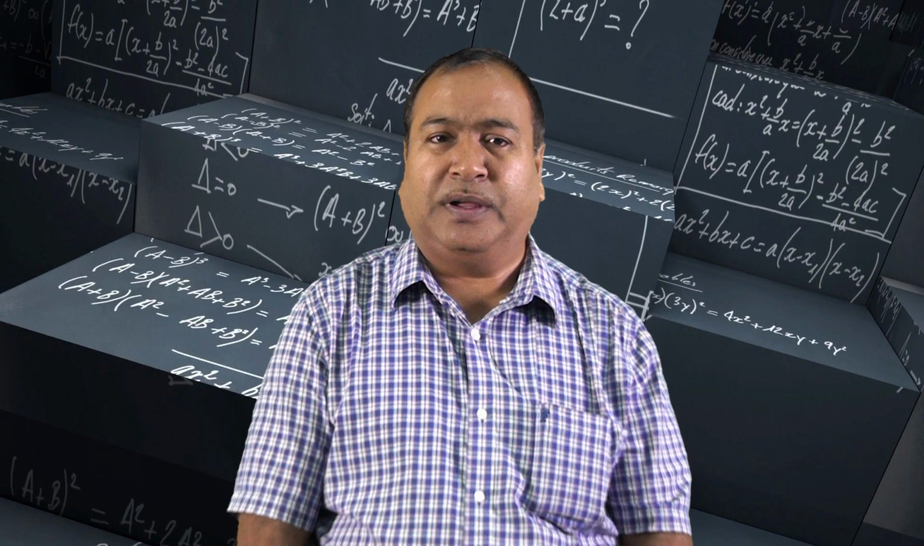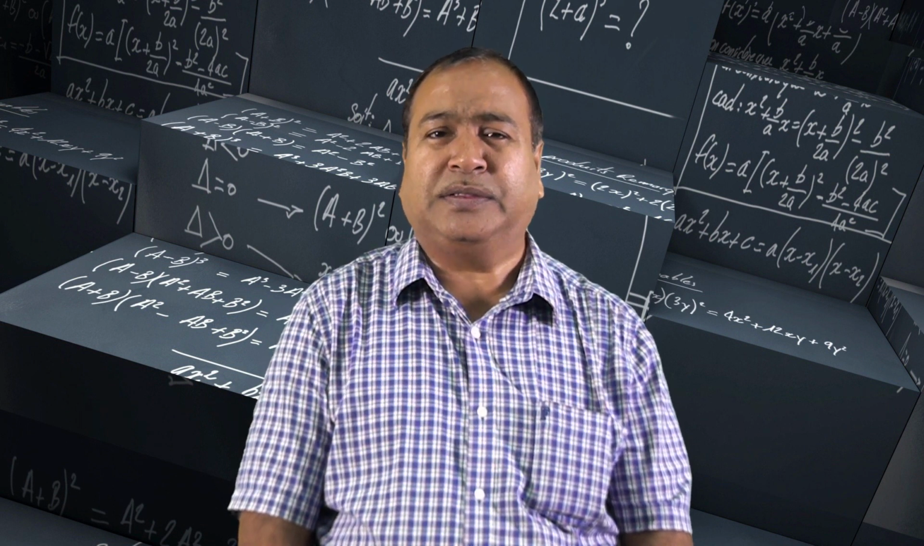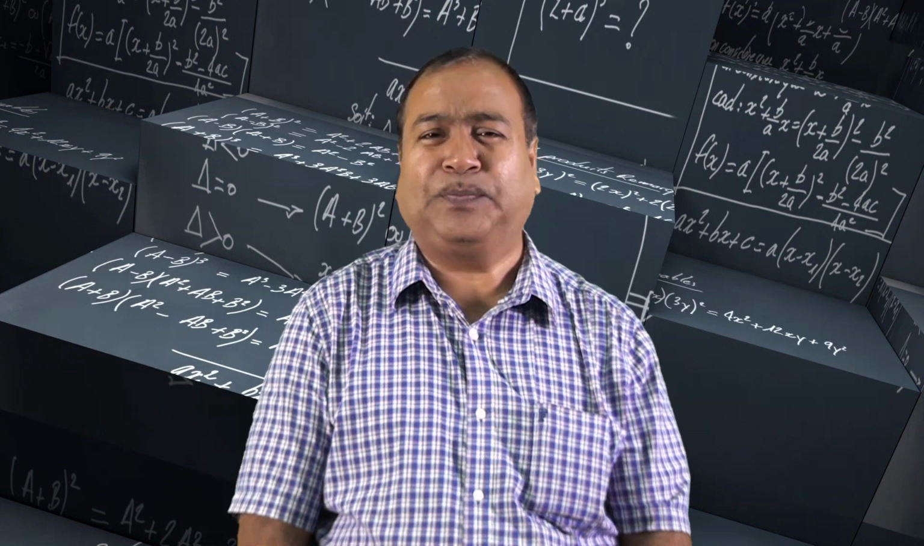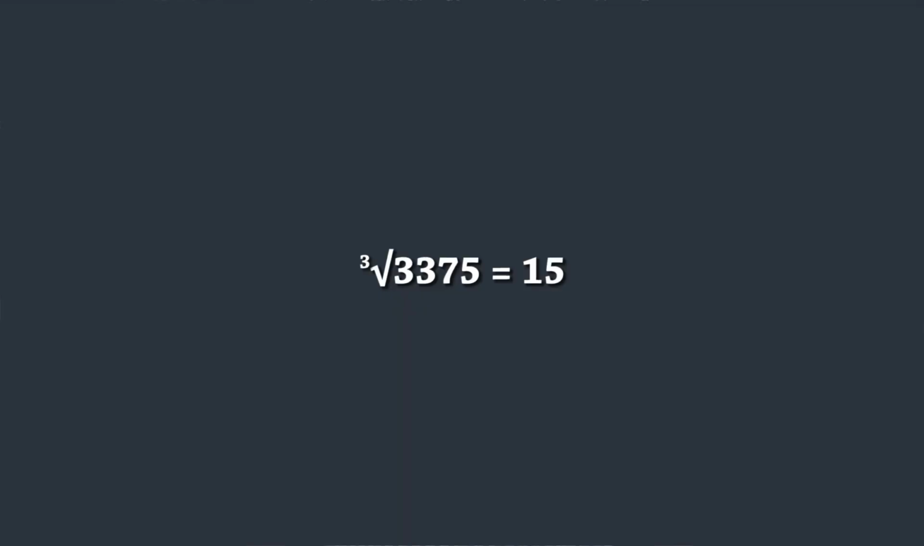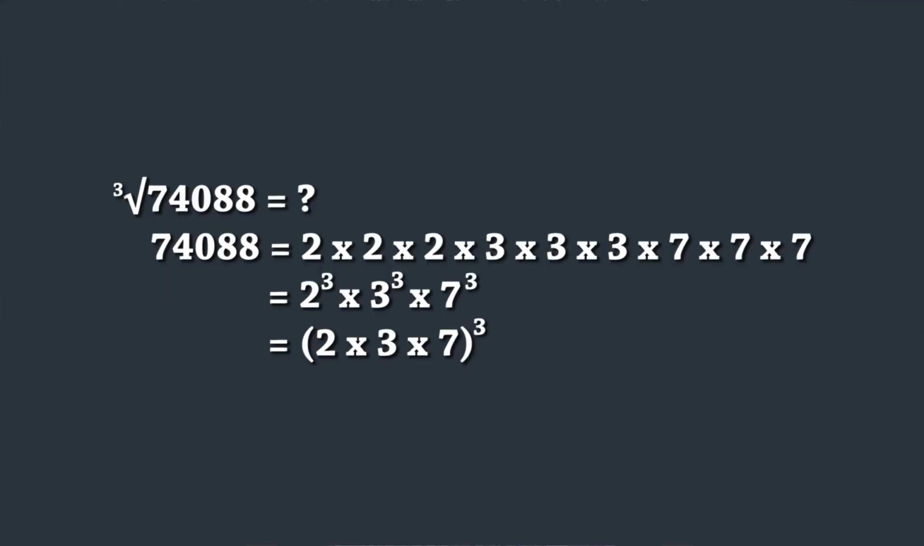Therefore, 3375 is equal to 3 into 5 whole cube, and hence cube root of 3375 is equal to 15. Let us take one more example. Say 74,088. Now its prime factors are given as follows.